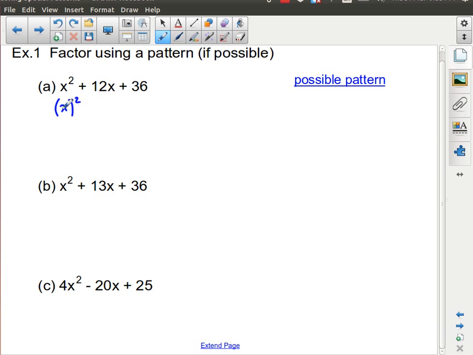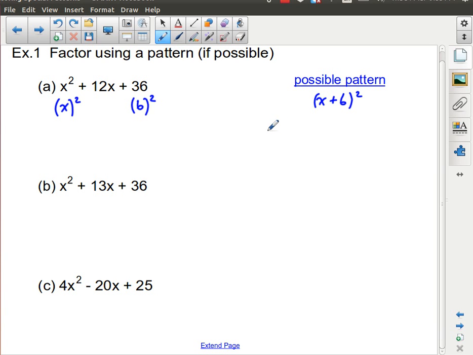Just go with me. Something is being squared here. Well, what's being squared here? A 6 is being squared. So the possible pattern would be x plus 6 all squared. The first term plus the second. Why did I know plus? Because I see a plus sign here.